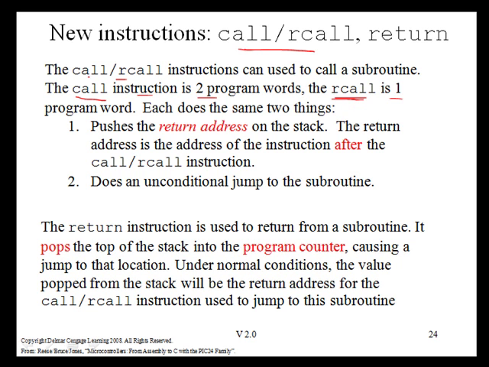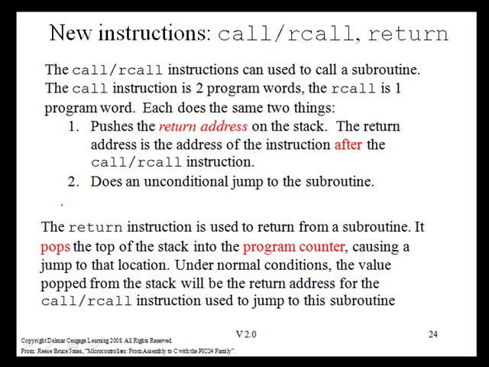Each of these instructions, call and rcall, does the same thing. First, they push the return address on the stack. The return address is defined as the address of the instruction after the call or rcall instruction. That's going to be the instruction where we want to pick up execution when we return from the subroutine. After it pushes the return address on the stack, it then does an unconditional jump to that subroutine.